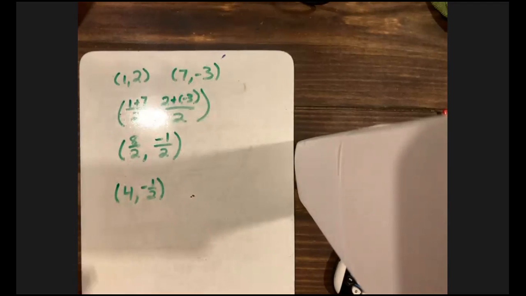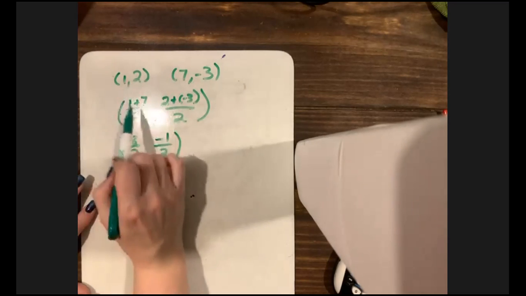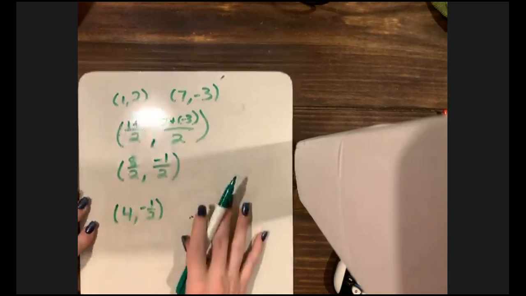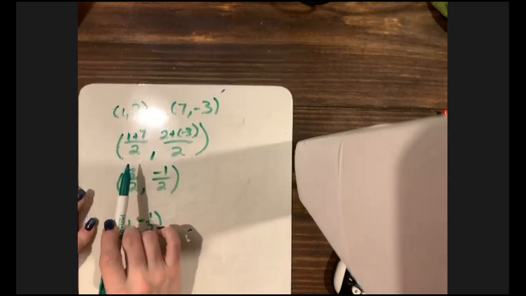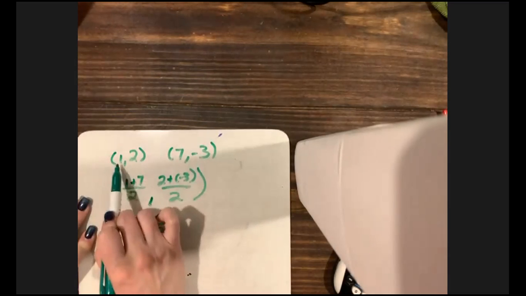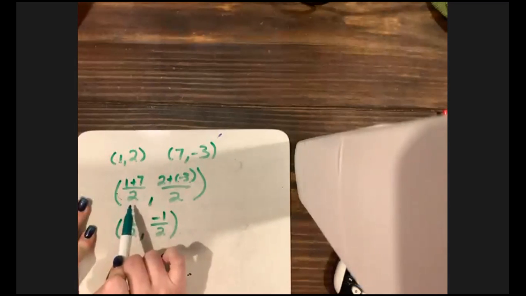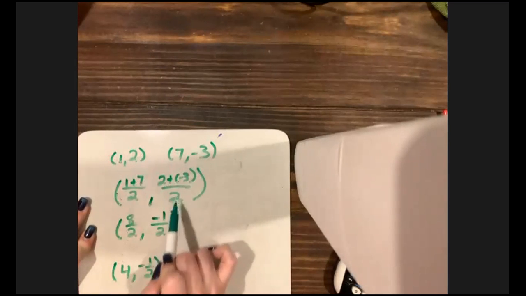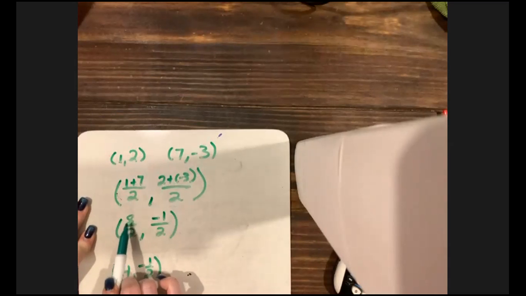Now, that is the traditional way that you would do that. So again, we just took our x's, added them and divided by 2. I took my y's, added and divided by 2. We had 8/2, which we can reduce to 4. Here we got -1/2, which we left as -1/2. We just left it in that fraction format.